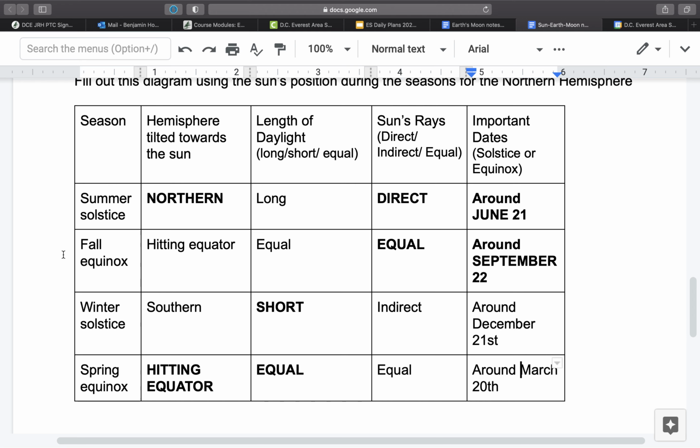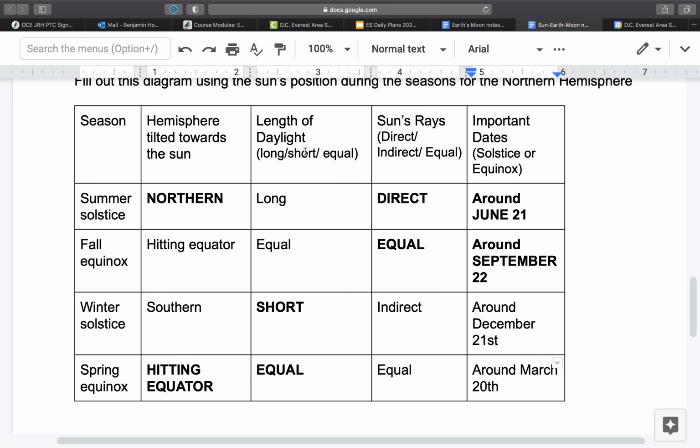I'll give you a second just to kind of fill that out. You can pause the video here if you need to jot all that down. But basically, it's just going over where the sun is most focused. In the summer, it's the northern hemisphere. In the winter, it's focused most on the southern hemisphere.